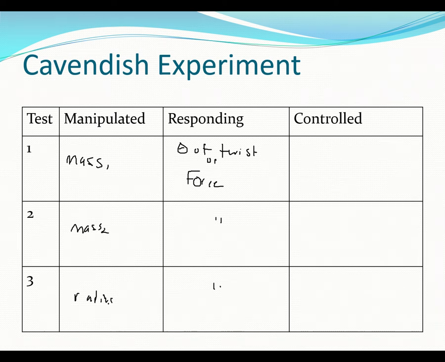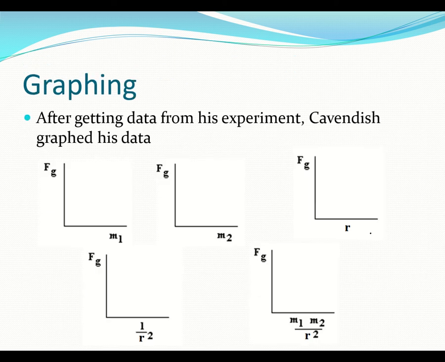So mass 1, mass 2, and radius were the three different tests that he manipulated, and it's important that you only manipulate one thing, because if you manipulate more than one thing, you can't tell what actually affected your responding variable. So it's really important to control mass 2 and your radius when doing this experiment. You only want to manipulate one. For this one, mass 1 and the radius would be the controlled variables. And for this one, it'd be mass 1 and mass 2 that you'd want to control. Okay. And then after you do an experiment, you graph it out. So after getting the data from his experiment, Cavendish graphed his data.